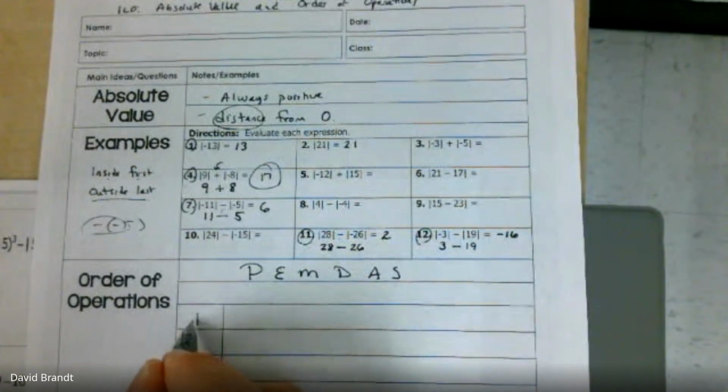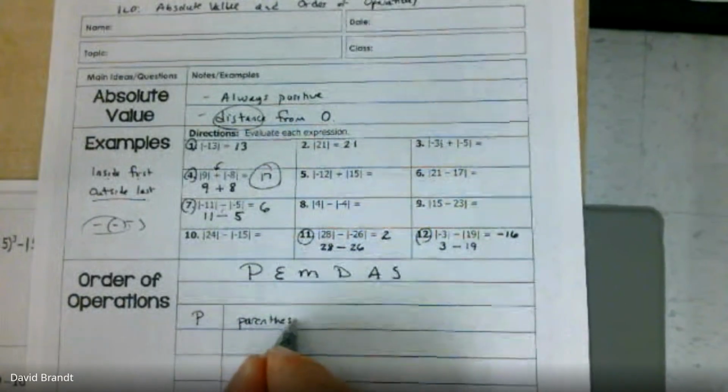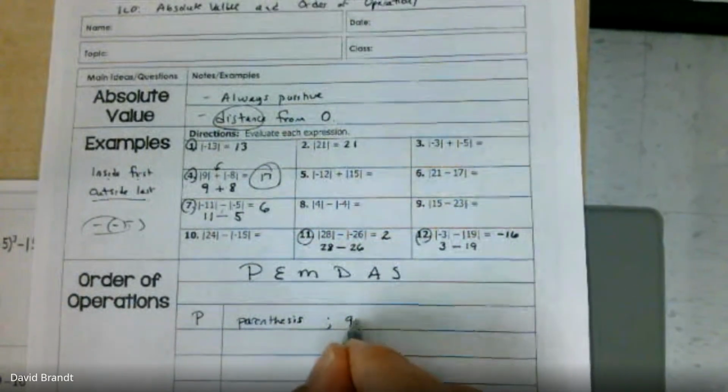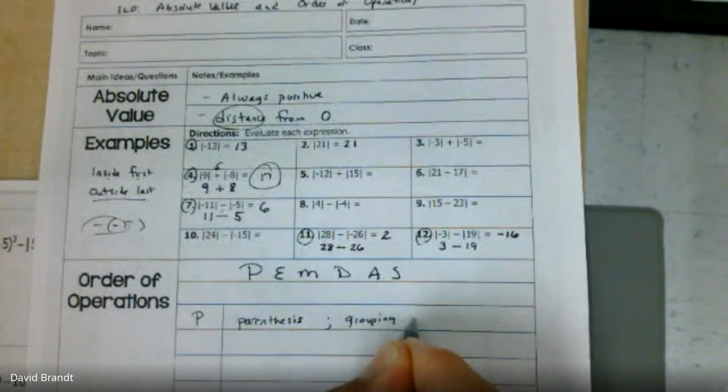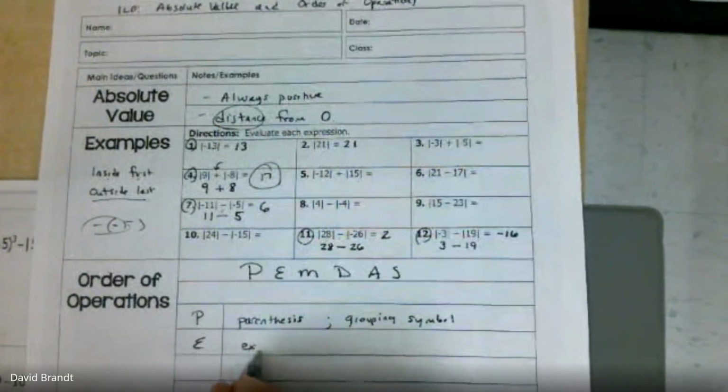The letter P stands for parentheses or any grouping symbol. So it's parentheses or any other grouping symbol, but most common is parentheses. All right, and what's the next letter mean? E, that stands for exponents.